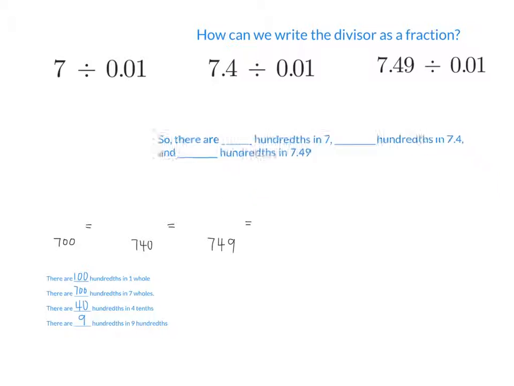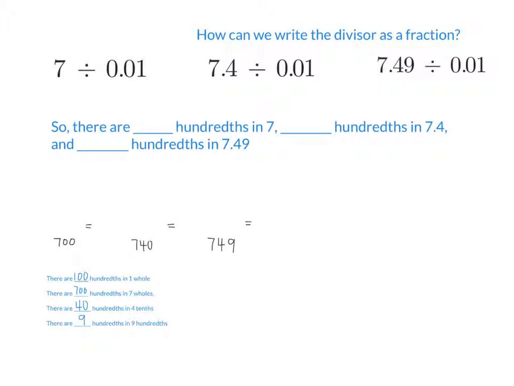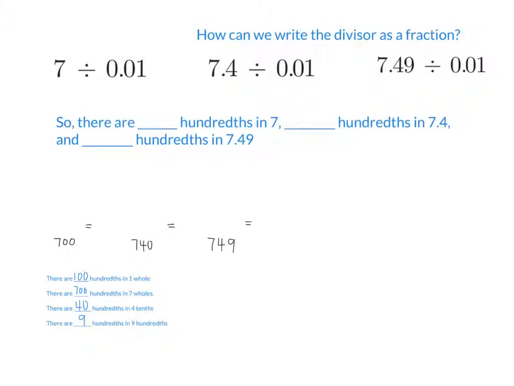So, let me ask you some questions then. How many hundredths are there in 7 then? 700. How many hundredths are there in 7.4? And how many hundredths are there in 7.49? Very good. Okay, so we can see how this is the same as dividing a fraction by a fraction, but we change it into decimals to help us think about it in a different way.